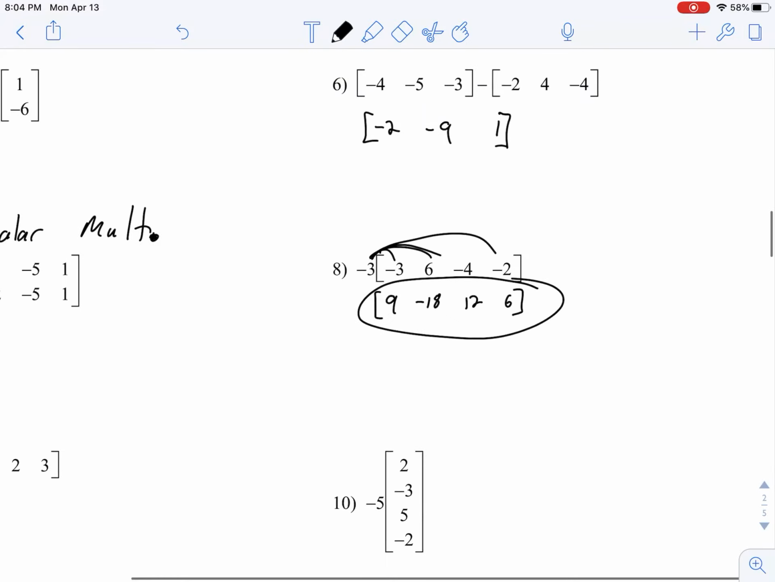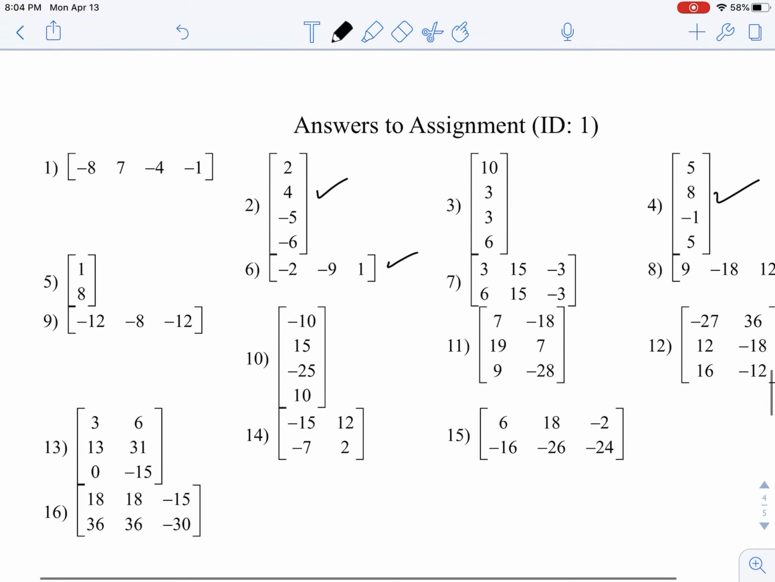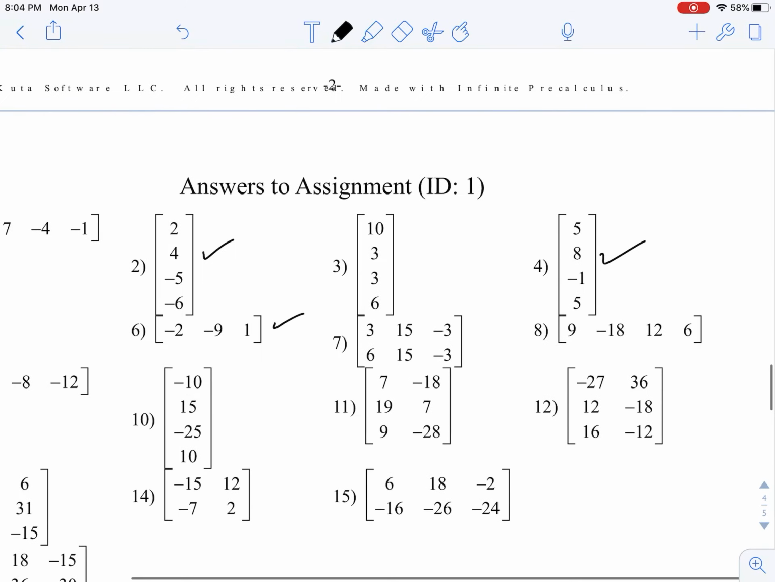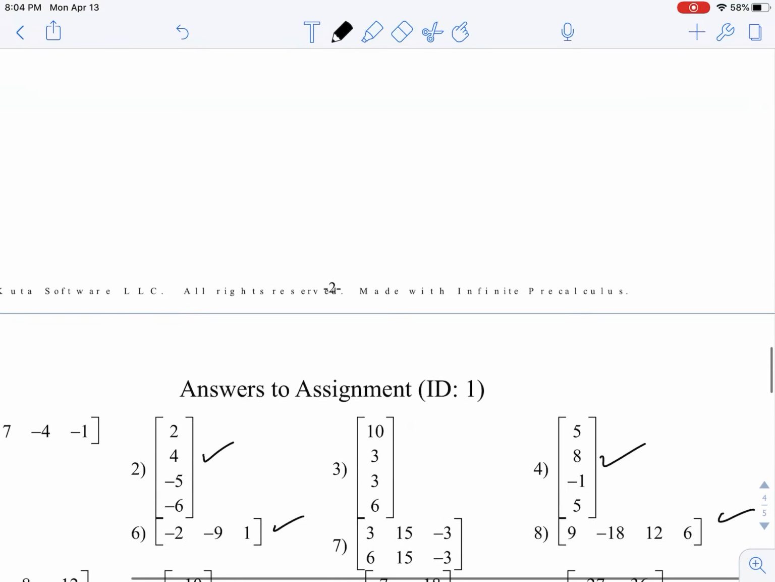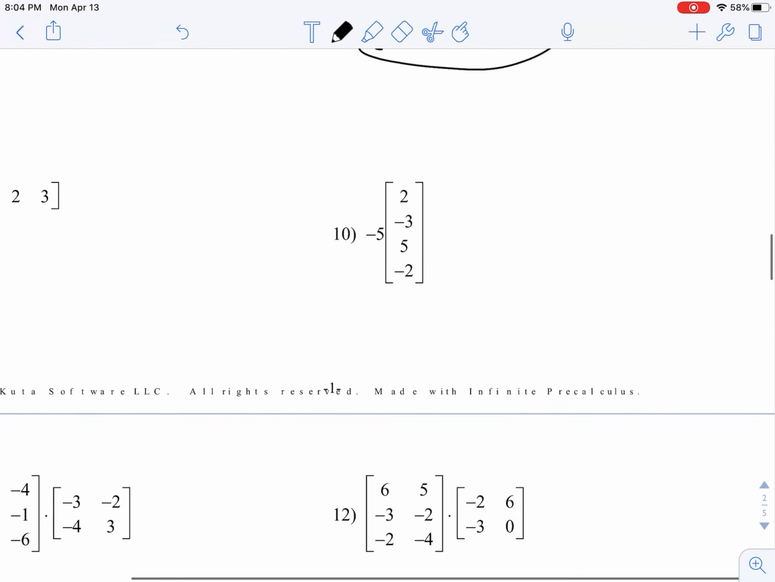I didn't check the last one, so let's check 6 and 8. 6 was negative 2, negative 9, 1. 8 is 9, negative 18, 12, 6. Number 10, distribute or scalar multiplication. That's a number times an entire matrix. You just distribute the number into the whole matrix. So the answer is going to be negative 10, 15, negative 25, positive 10.